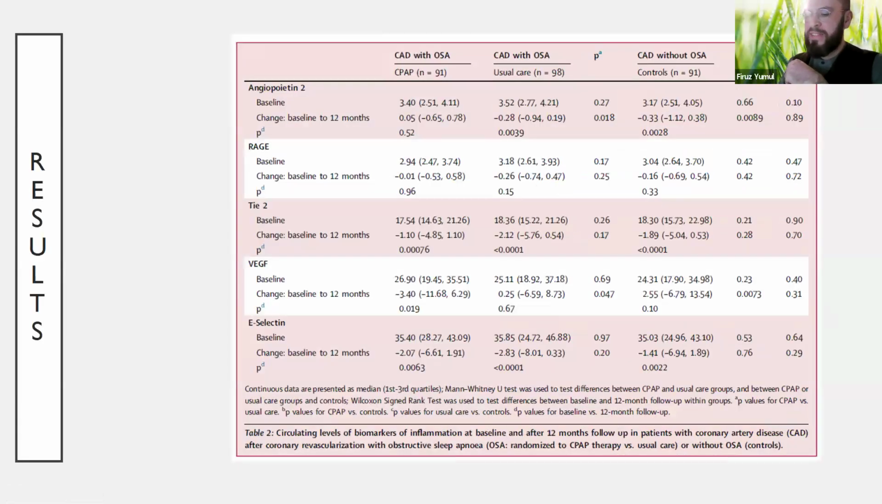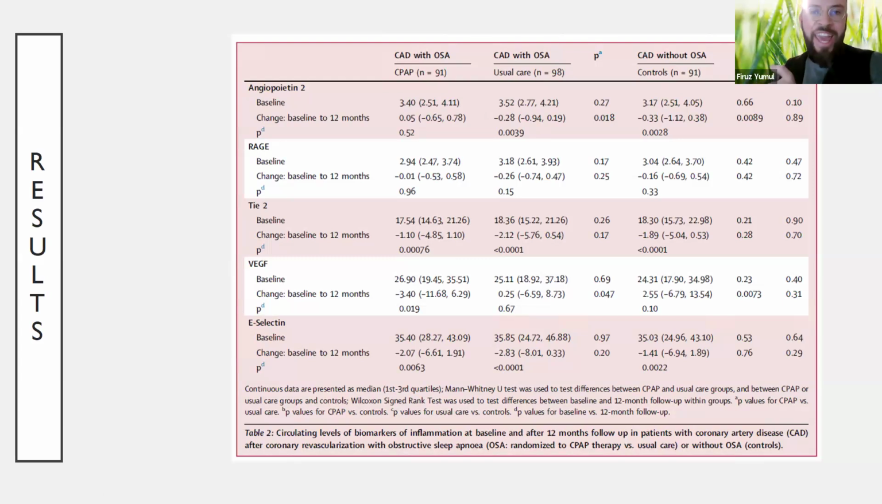So what did the trends in the biomarker levels at 12 months show? I can go through this. I think it is important to talk about the different patient groups. So we'll start off with the OSA-free patients. In the OSA-free CAD patients, angiopoietin-2 declined while VEGF-A remained elevated. E-selectin and T2 declined as well, and S-RAGE remained unchanged at 12 months.